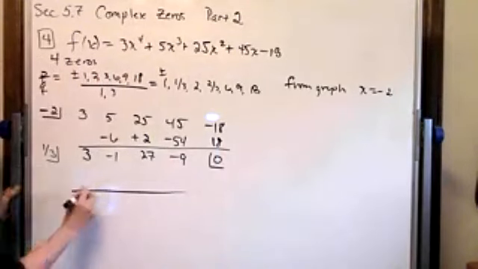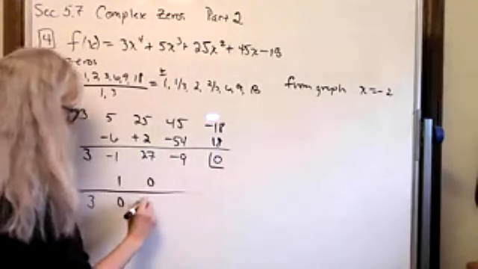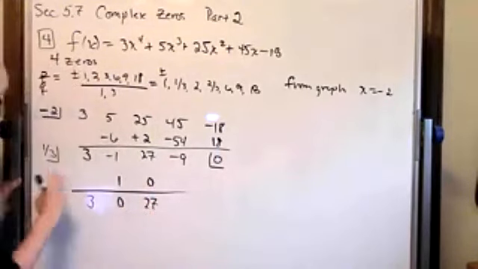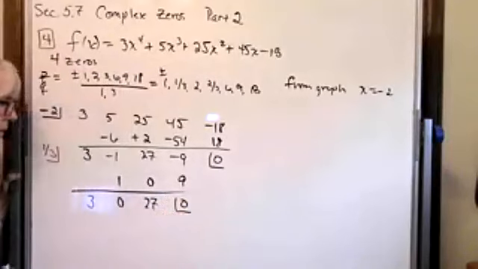3 times 1/3 gives me 1. Adding gives me 0. 0 times 1/3 is 0. Adding is 27. And 1/3 of 27, sure enough, is 9. Adding is 0. Woohoo, and there it is.